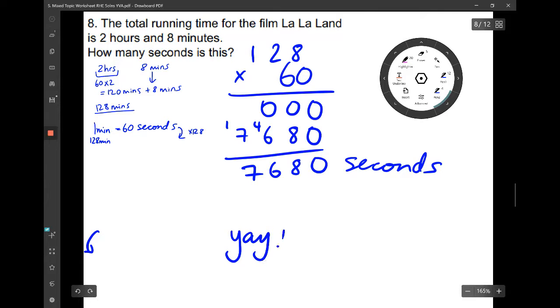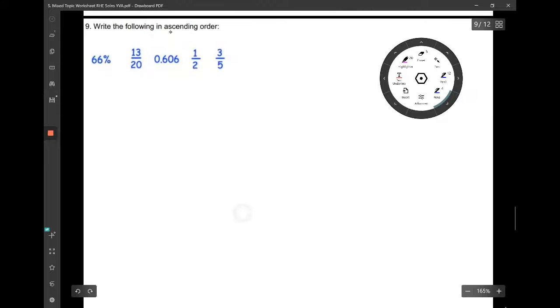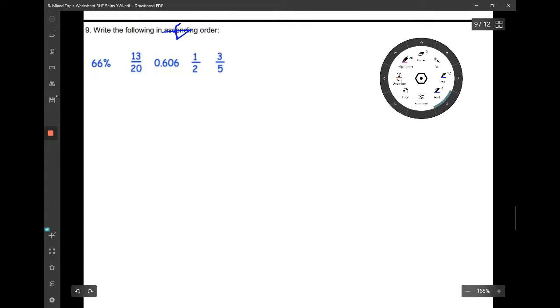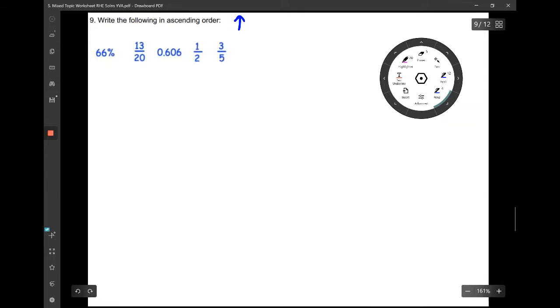Yay! Okay, question 9. Write the following in ascending order. So ascending means going from smallest to biggest. So we're going to convert all of these so that we can compare them. Now we have to look carefully at the numbers. I think it might be easier to convert them all to decimals this time. So 66% is 0.66.